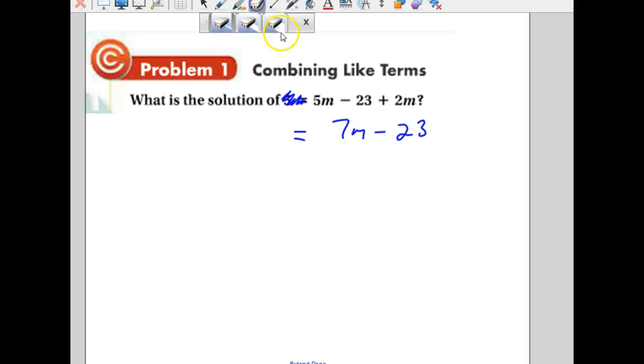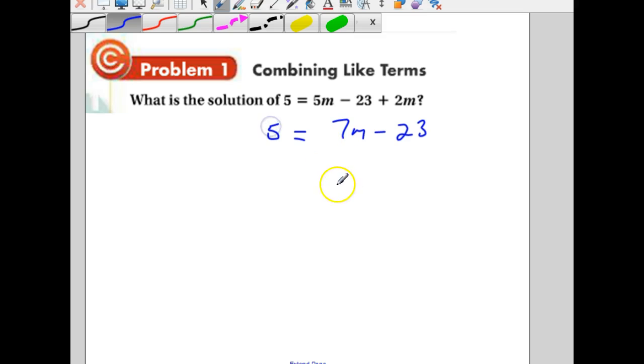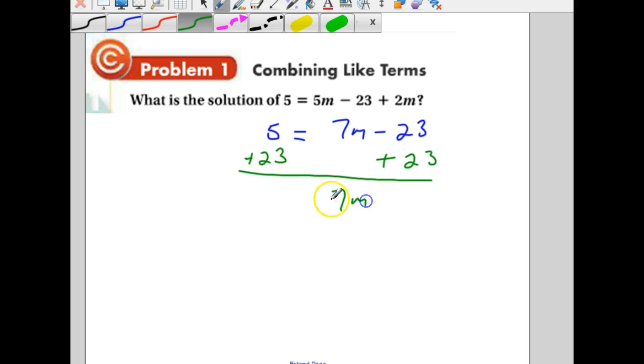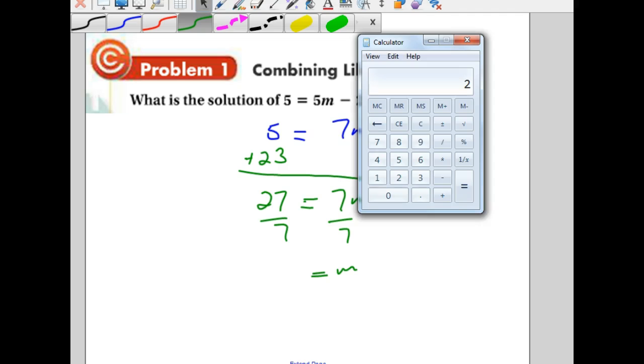However, this does exist over here, and so this is equal to 5. So you do some math, get your m's all by themselves. This is a two-step equation like you learned last class. Add 23. That's going to be equal to 27. Divide by 7 on both sides, and you got your answer. Okay, I'm not really sure what that is, but we can find out. We take 27 divided by 7, we end up with 3.85 it looks like.